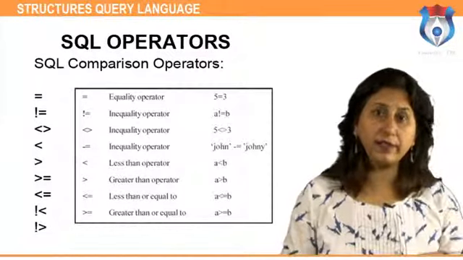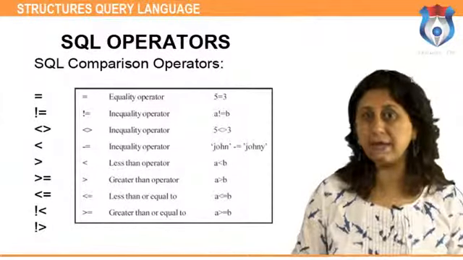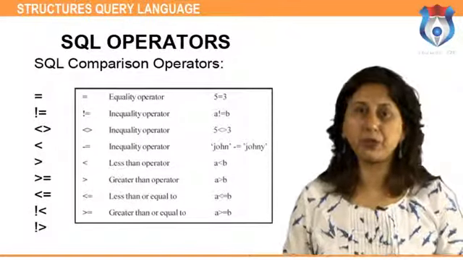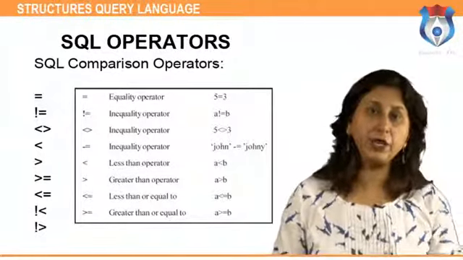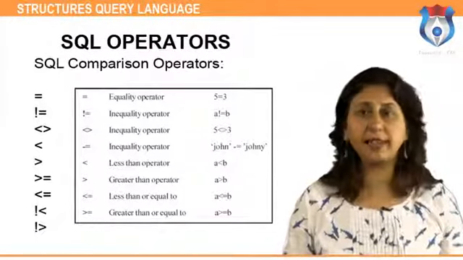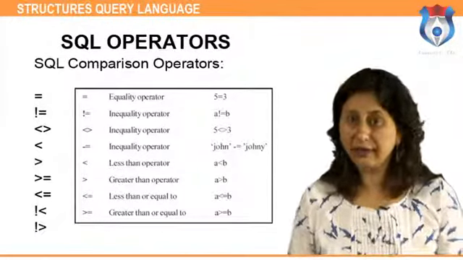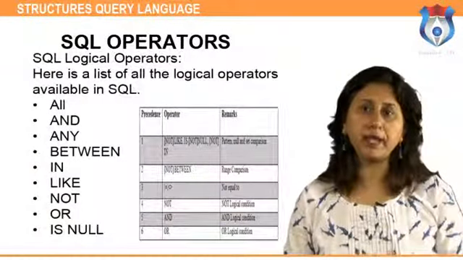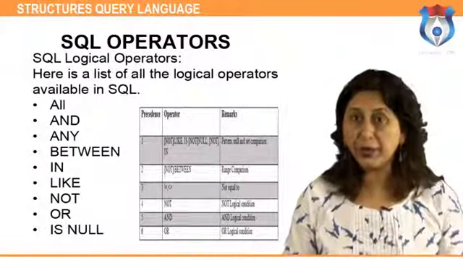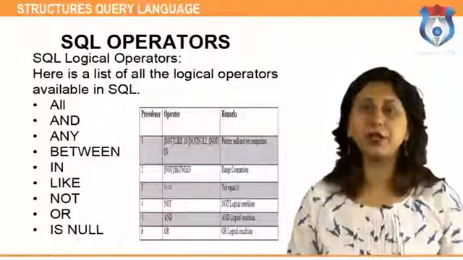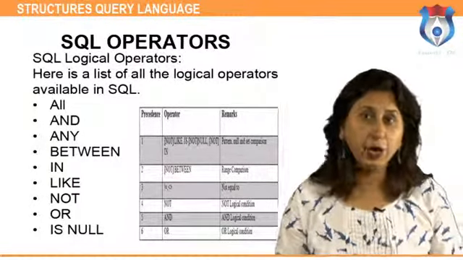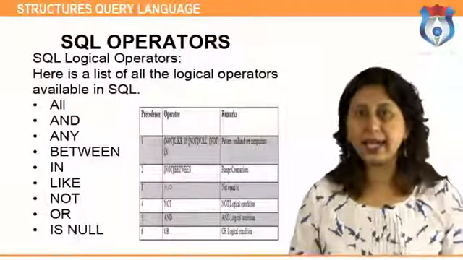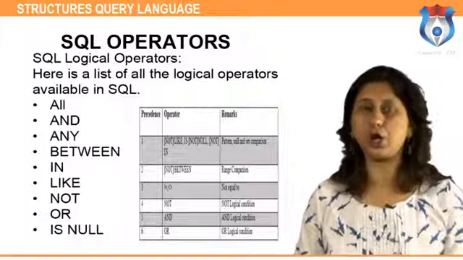Checks if the value of left operand is not less than the value of right operand. If yes, then condition becomes true. Checks if the value of left operand is not greater than the value of right operand. If yes, then condition becomes true. The ALL operator is used to compare a value to all values in another value set. The AND operator allows the existence of multiple conditions in an SQL statement's WHERE clause.